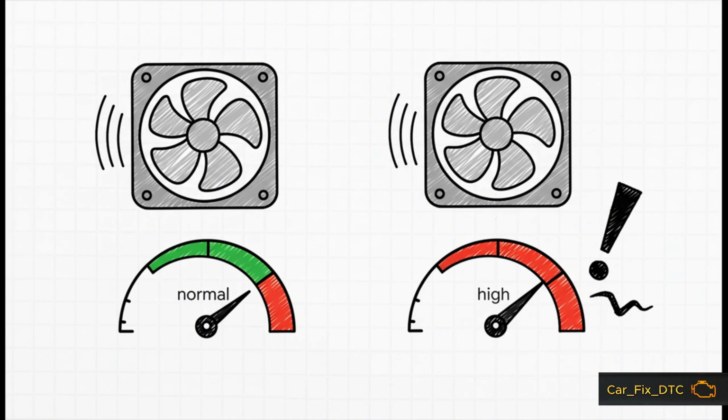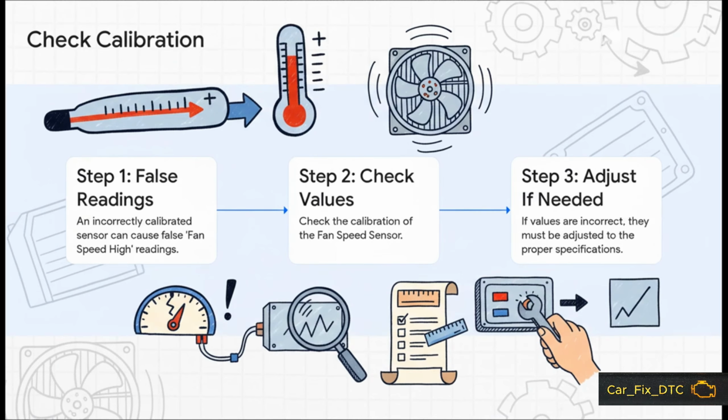Okay, so what if the sensor isn't actually broken, but we're still getting that error code? Well, that brings us to our third suspect, which is a little more subtle. Incorrect calibration. This means our informant is perfectly healthy, but, well, their measurements are all wrong. This is kind of like having a thermometer that always reads 5 degrees too hot. The fan speed sensor is working, technically, but its baseline is off. That causes it to report a high speed even when the fan is just doing its thing normally. So you'll need to check its calibration against the official specs from the manufacturer, and if the numbers don't line up, you gotta adjust it.